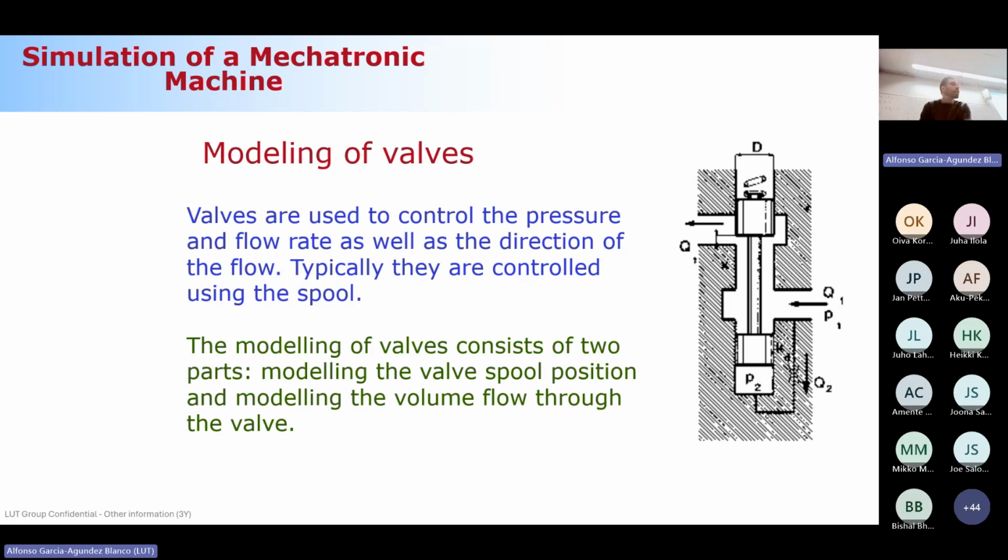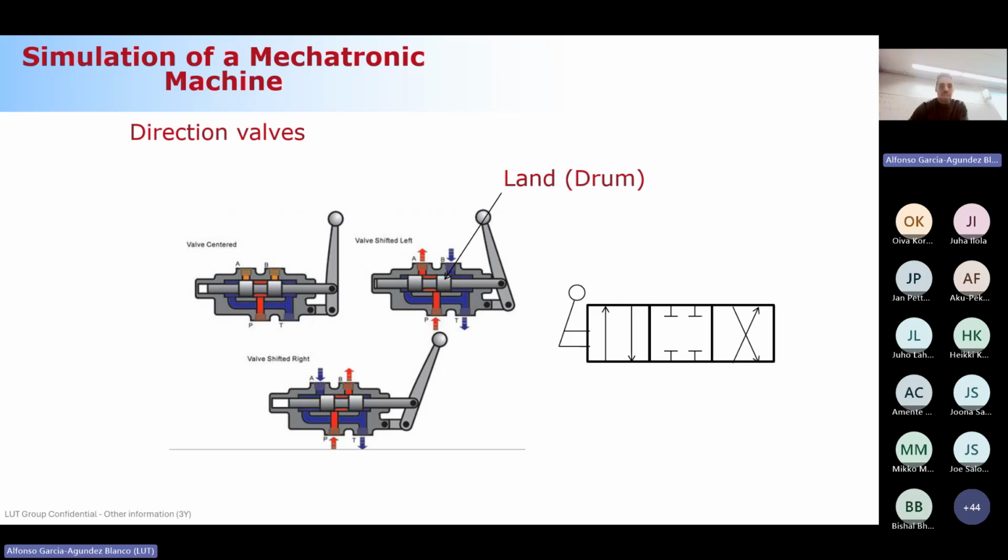And secondly, the modeling of the volume flow. I will show you now all these steps, okay? So this is an example of a directional valve, okay? You have, for example, in this configuration, valve centered, you have port P. This is exactly the same example as we studied in the tutorial, okay?